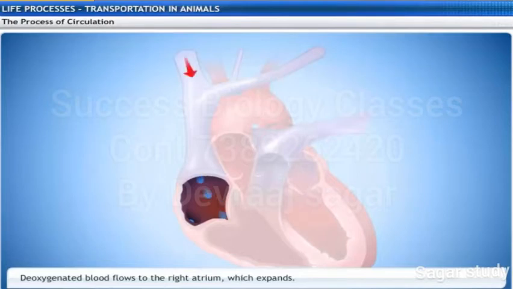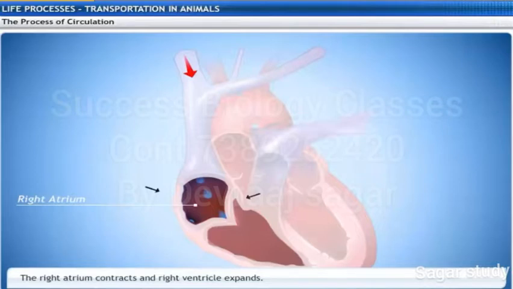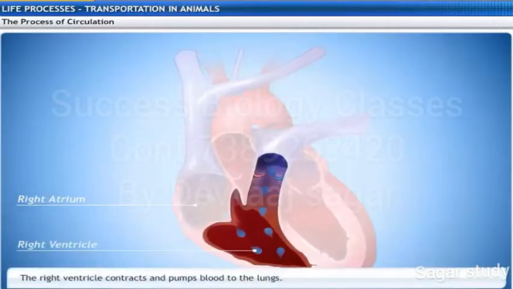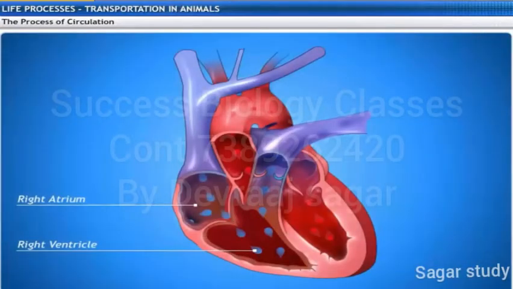Deoxygenated blood flows from the body to the right atrium of the heart, which expands to collect blood. The right atrium then contracts, and at the same time, the right ventricle dilates. This transfers blood to the right ventricle. The right ventricle, in turn, contracts and pumps the blood to the lungs for oxygenation. Since ventricles have to pump blood into various organs, their walls are thicker and more muscular than those of the atria.